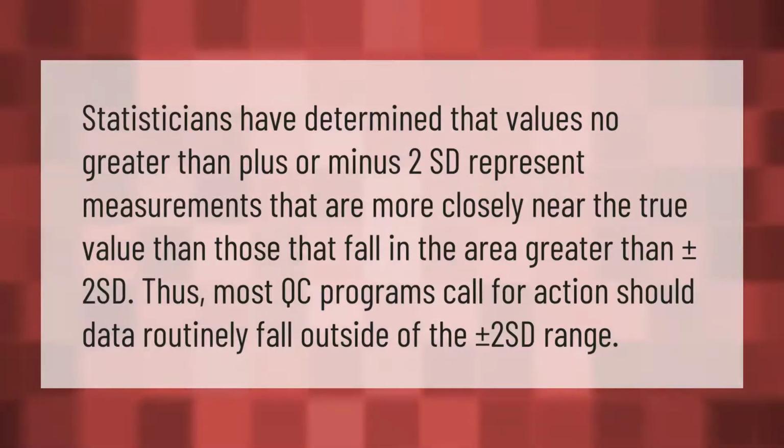Statisticians have determined that values no greater than plus or minus 2 SD represent measurements that are more closely near the true value than those that fall in the area greater than plus or minus 2 SD. Thus, most QC programs call for action should data routinely fall outside of the plus or minus 2 SD range.